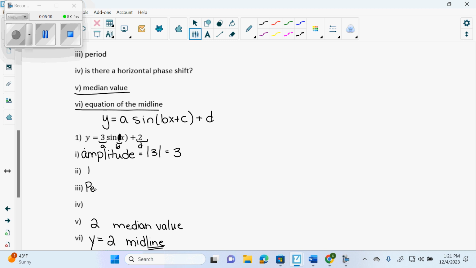So the period is 2 pi divided by B, and B is 1, right? So it's 2 pi divided by 1. So it's just 2 pi. So this thing repeats itself every 2 pi. Remember how we found the period on the graphs? How long it took to repeat itself? Well, this is easier to find. You literally just do 2 pi divided by the B value that's given to you.